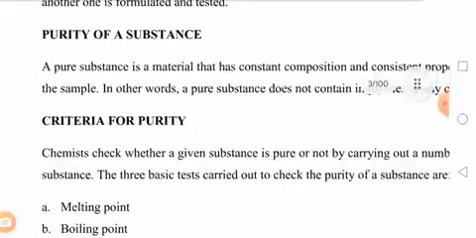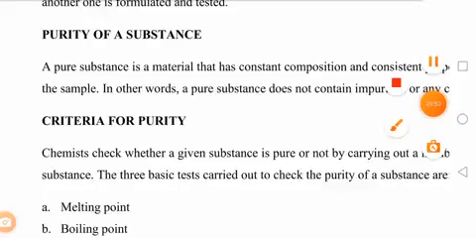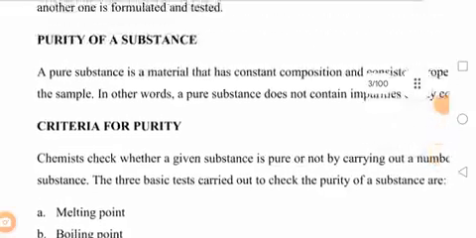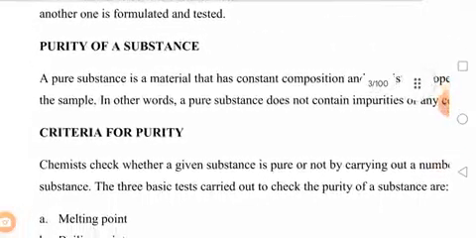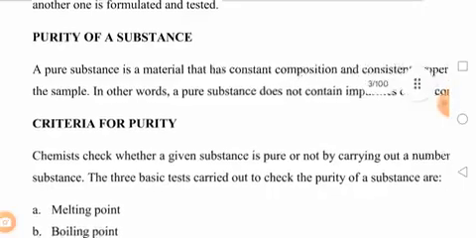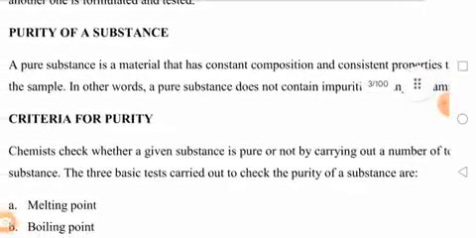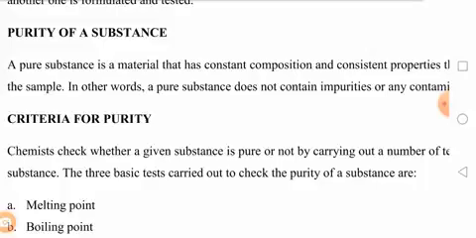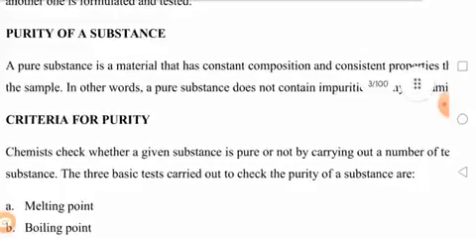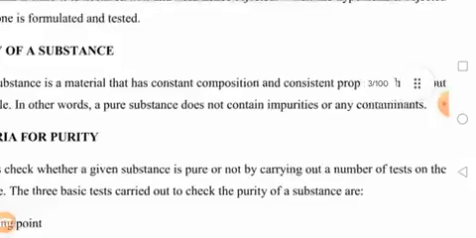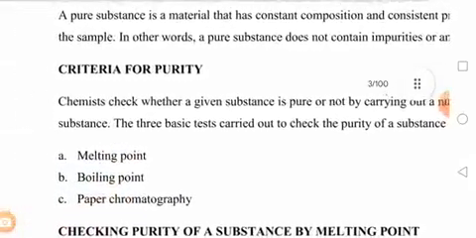From there, we have to look at the purity of a substance. A pure substance is a material that has constant composition and constituent properties throughout the sample.